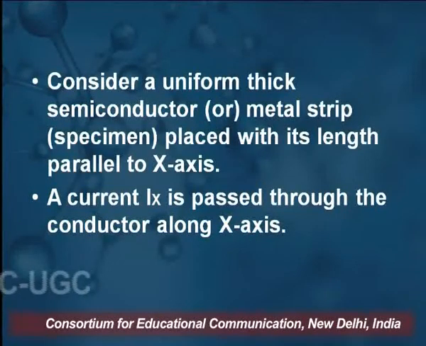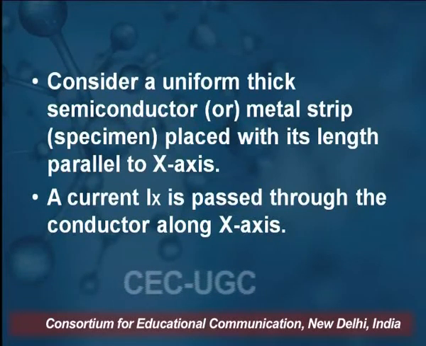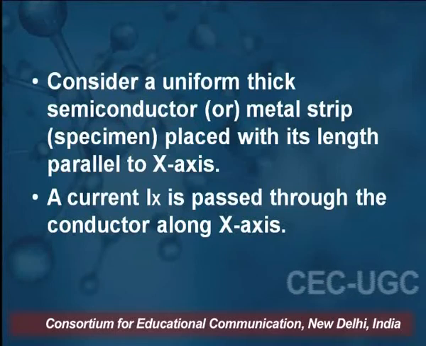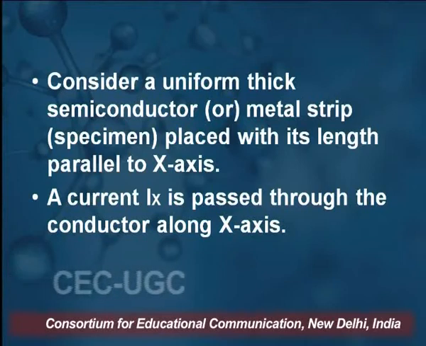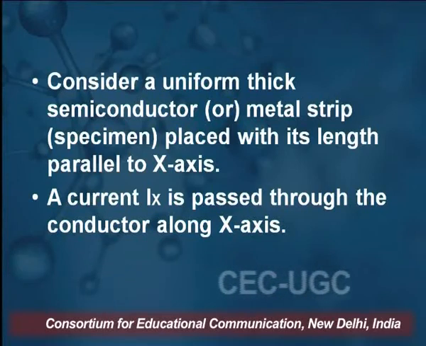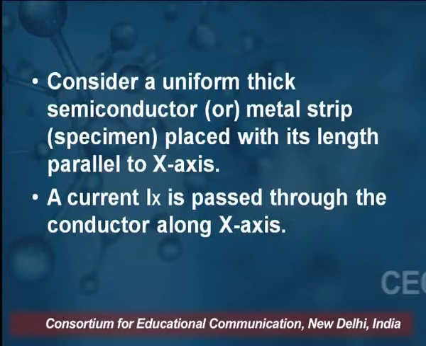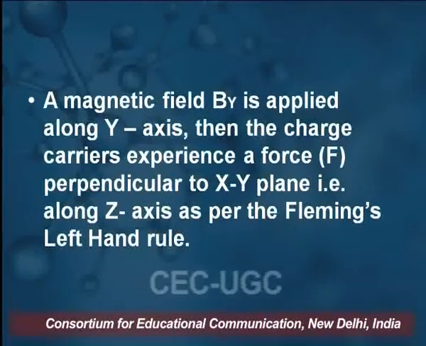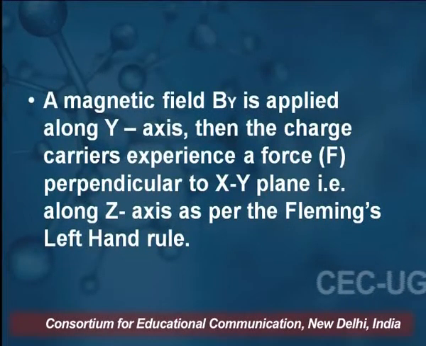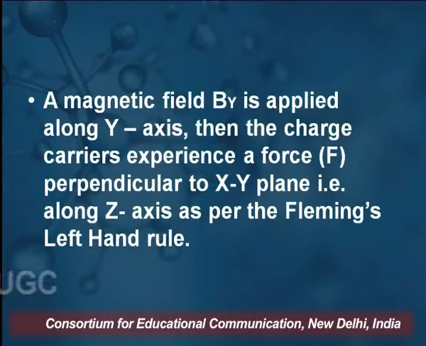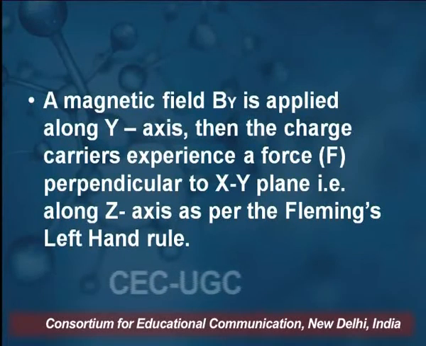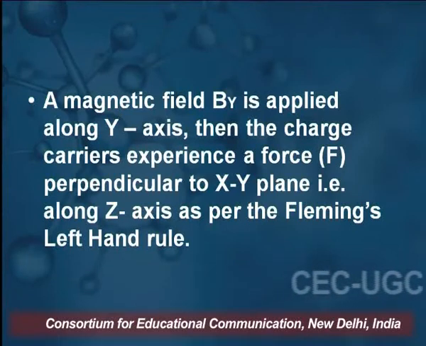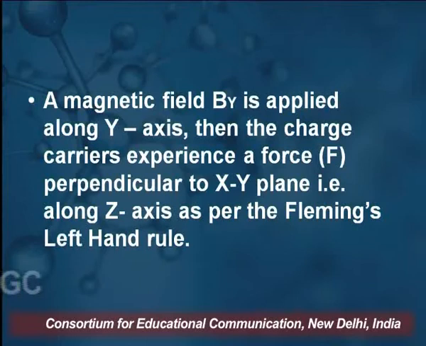Now we consider a uniform thickness semiconductor or metal strip specimen placed with its length parallel to the x-axis. The current Ix is passed through this conductor along the x-axis. It means our specimen is along the x-axis and we pass the current along the x-axis. Now the magnetic field By is applied along the y-axis. Then the charge carrier experiences a force F, perpendicular to the XY plane, that is along the z-axis, as per Fleming's left hand rule.